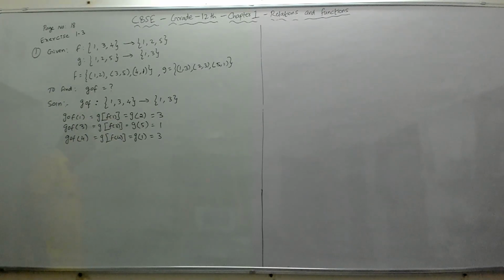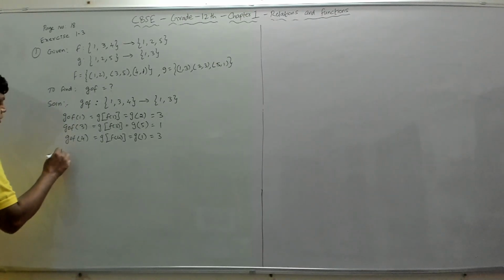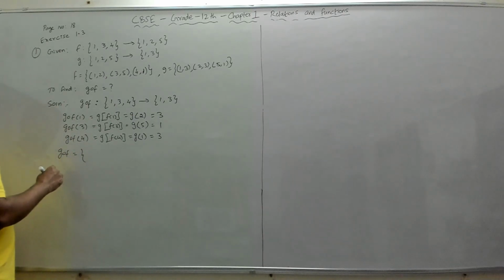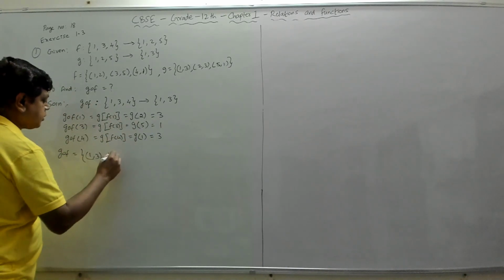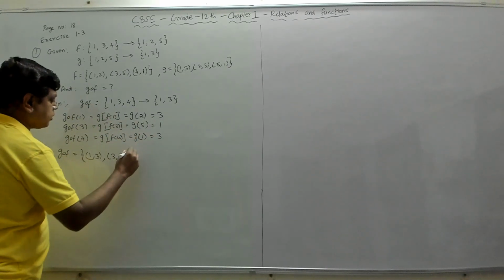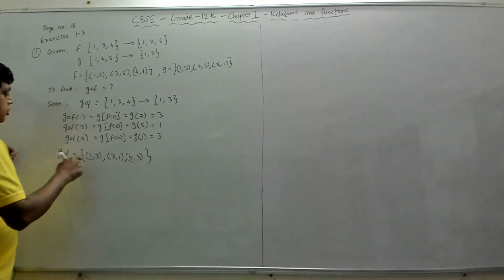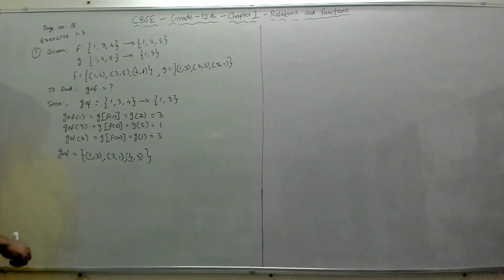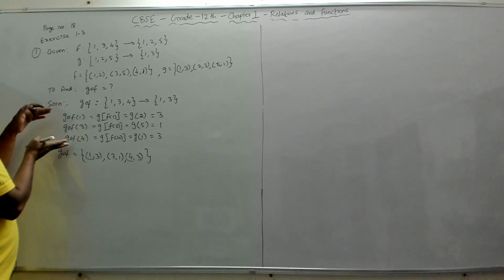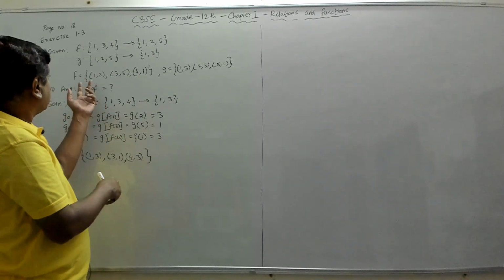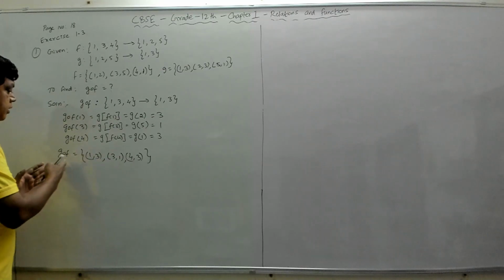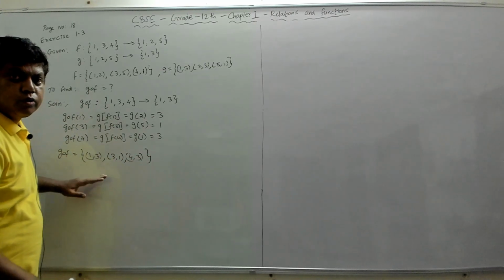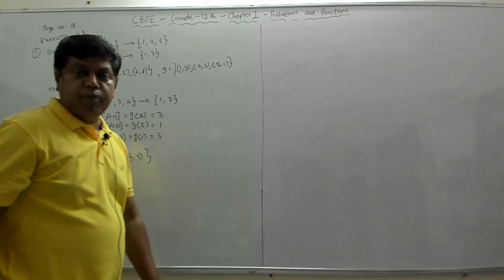Fine. So if you write our g of f set, g of f function is equal to, we can write 1 goes to 3, so 1, 3, 3 goes to 1, which means 3, 1, 4 goes to 3, 4, 3. So this is your g of f function. Either we can write it like this or we can write it like this. But since the function f is given as an ordered pair and g is also given as an ordered pair, so I am writing the g of f also as an ordered pair. So this completes the first question from exercise 1.3.